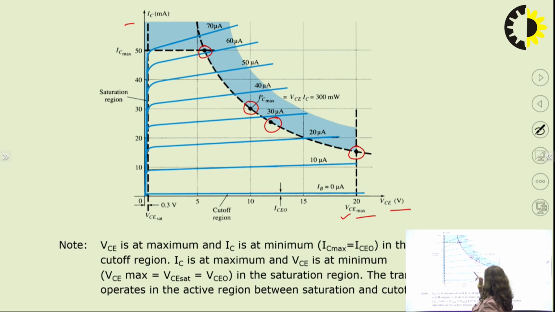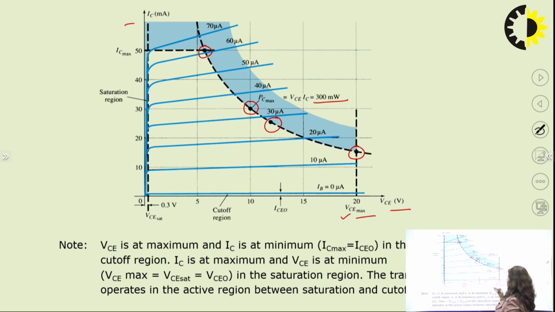Similarly, at this operating point we have the value of PC max, which is VCE times IC, since power is voltage times current. With a VCE value of 10 and an IC value of 30, we get a power of around 300 milliwatt for PC max. Similarly, we have an IC max value of around 60 microampere.